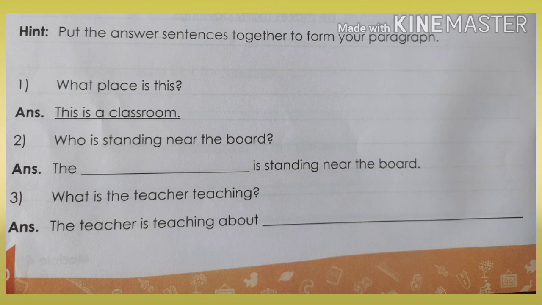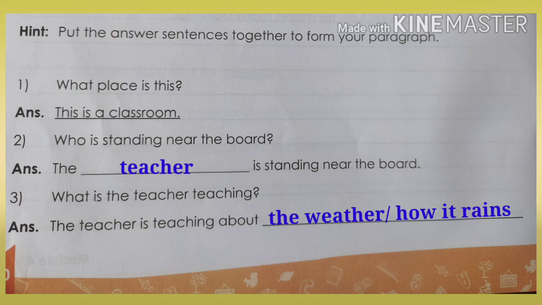So the first question is, what place is this? This is a classroom. The next question, who is standing near the board? Answer, the teacher is standing near the board. And question number 3, what is the teacher teaching? Answer, the teacher is teaching about the weather, how it rains.